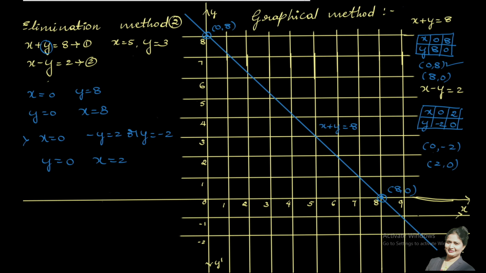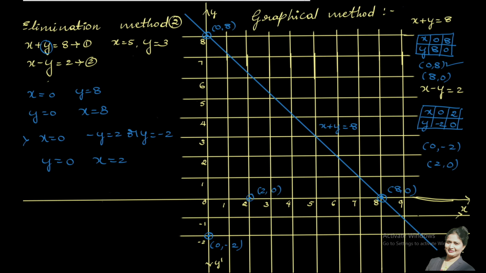The second equation has two coordinates: 0, minus 2. Here x is 0, so you put the point on the y-axis. So this is 0, minus 2. And 2, 0 is on the x-axis. It is a very easy task.